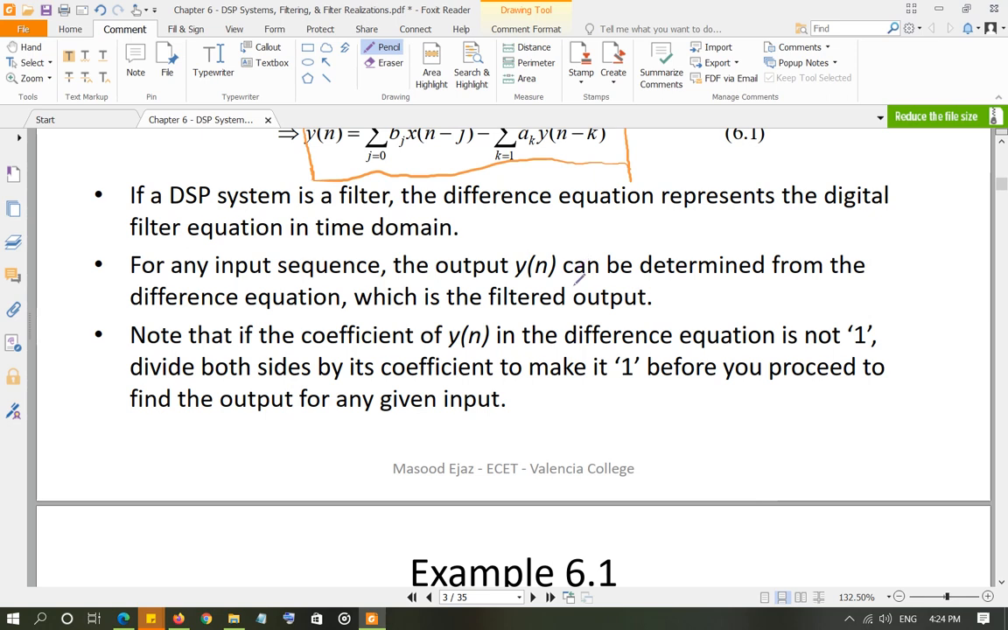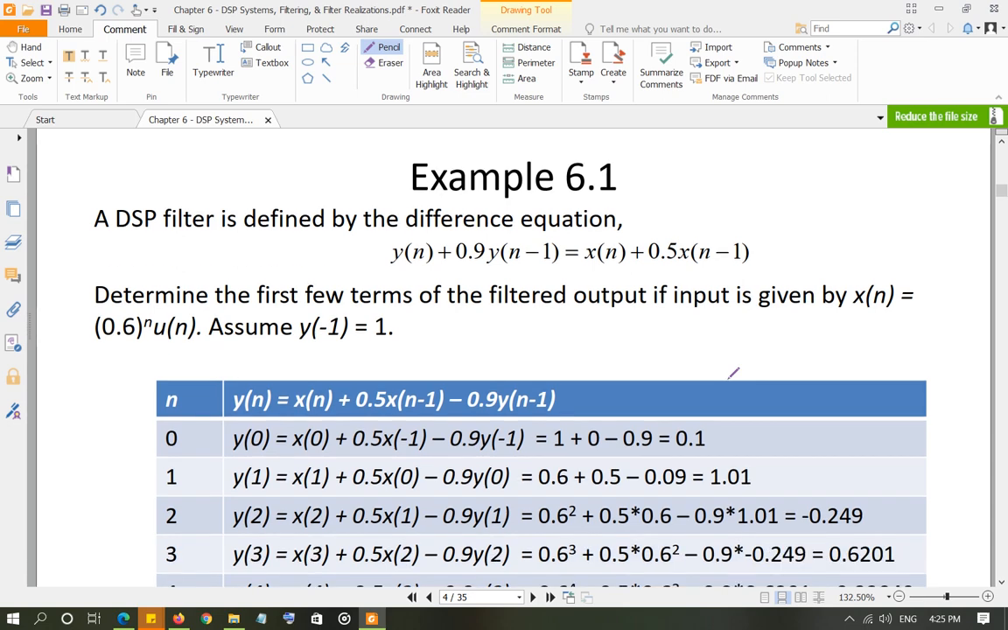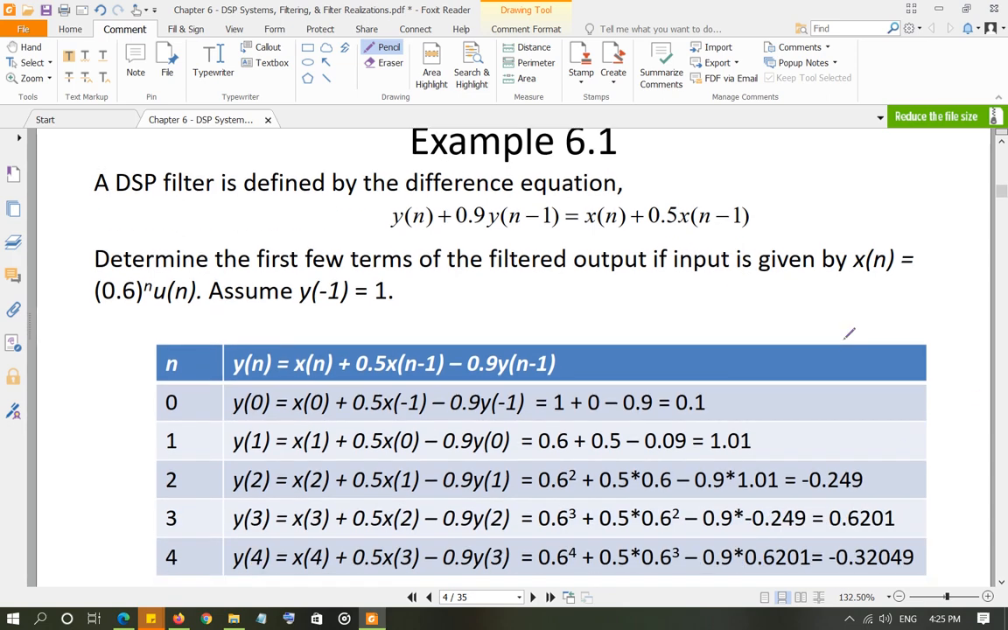Okay, and I'm putting it down over here as well. Okay, let's look at example 6.1. I think someone asked me about this example as well, so let me go ahead and clarify it.